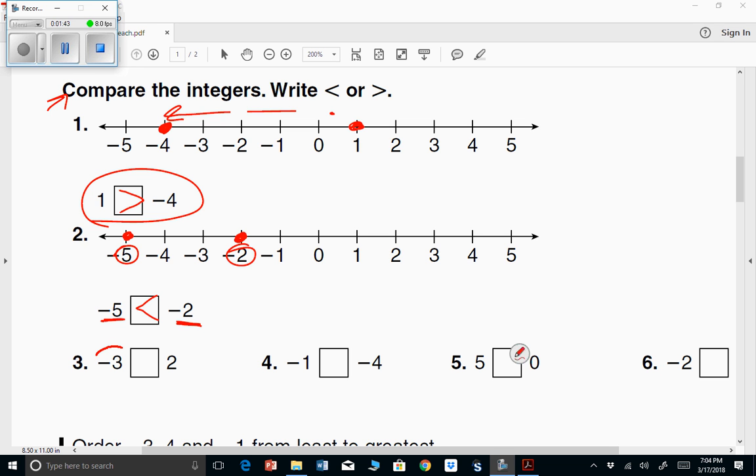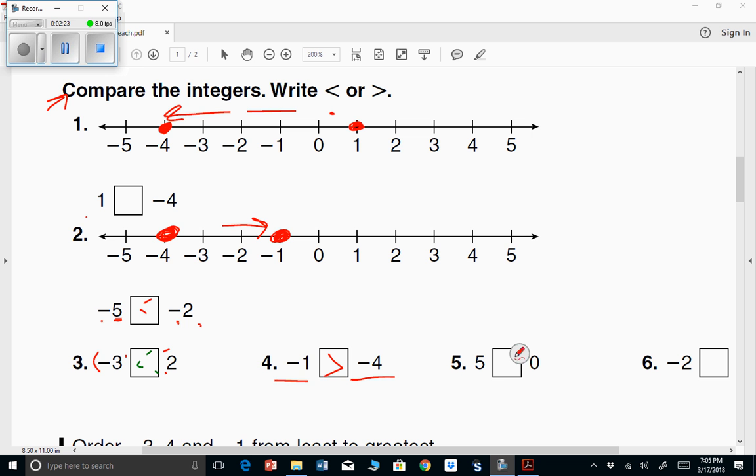Problem number 3 says -3 and 2. Here's -3, here's 2. So -3 is less than 2 because -3 is to the left of 2 on the number line. -1 and -4. Here's -1, here's -4. -1 is greater than -4 because -1 is to the right of -4 on the number line.